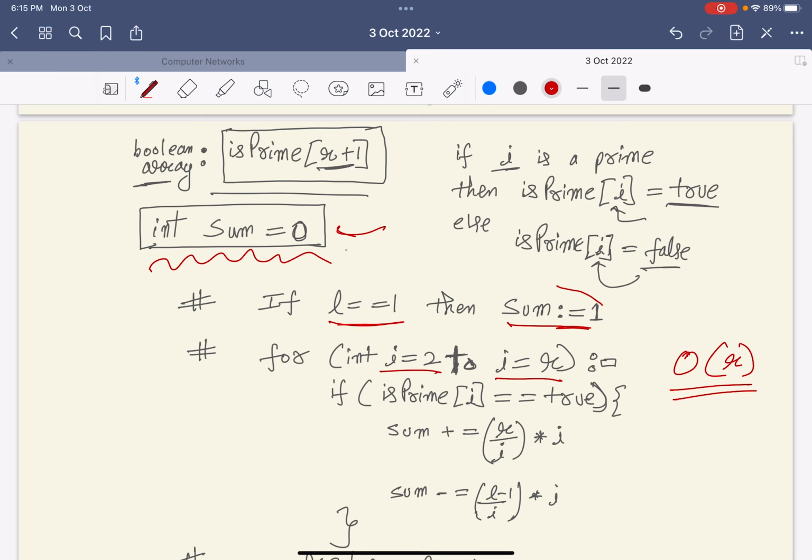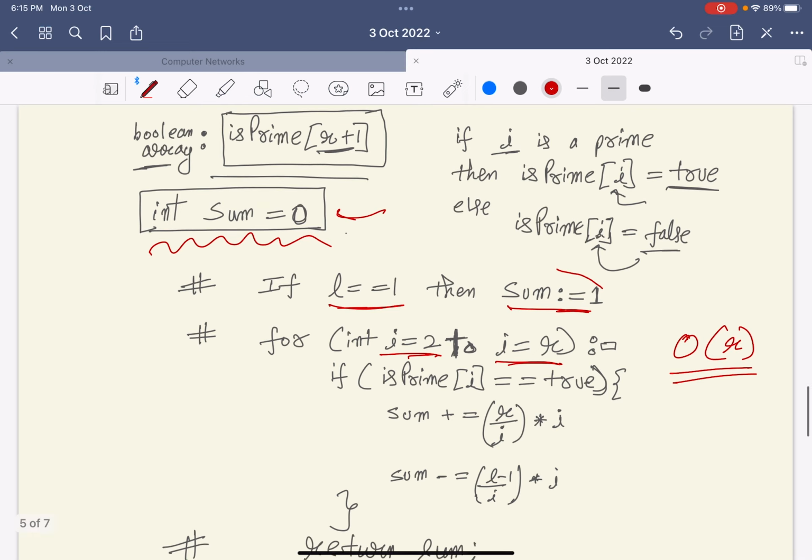So for each number from 2 to R, I plug that number in my isPrime array, and if that number is found to be a prime number, if that is true, then what I'll do, I find its occurrence by dividing the maximum number R by I. This will be my n, the number of times that I is appearing in the whole range from 1 to R. So this is the answer from 1 to R. I am adding that in my whole answer.